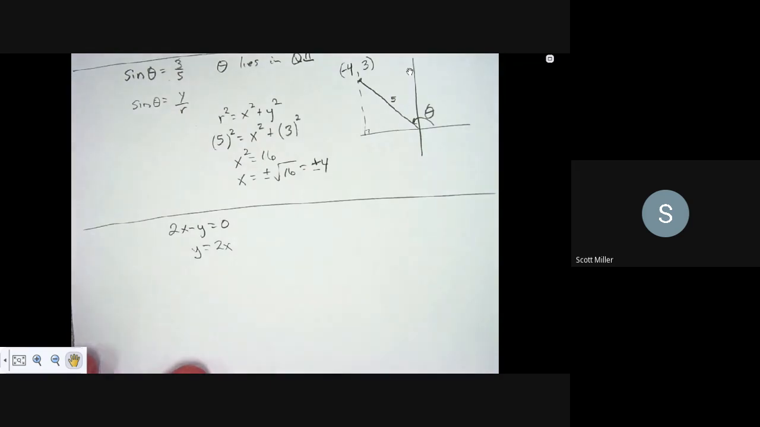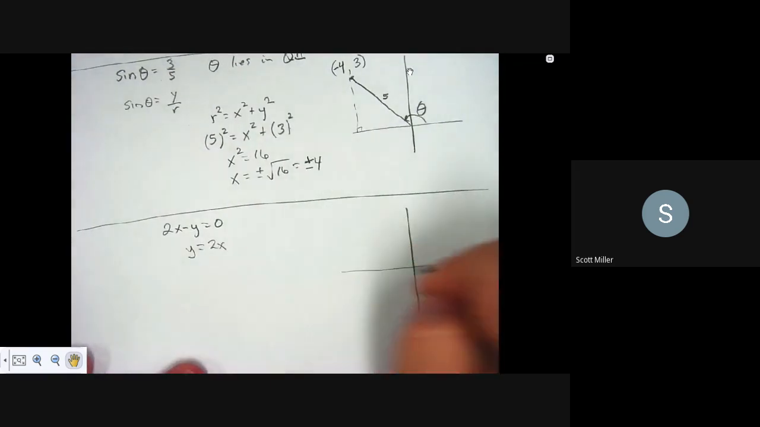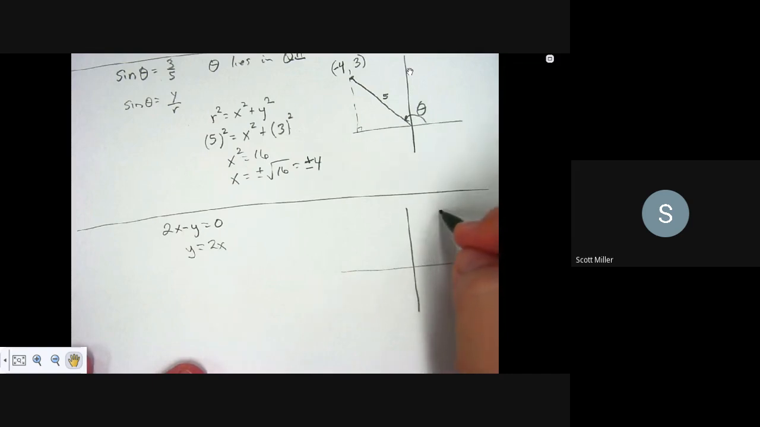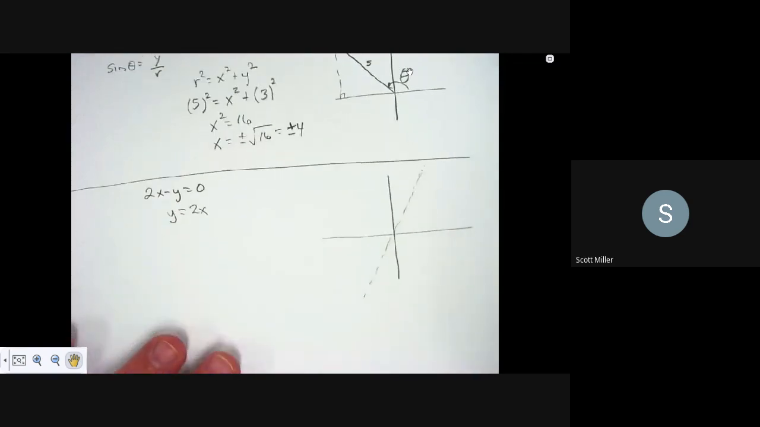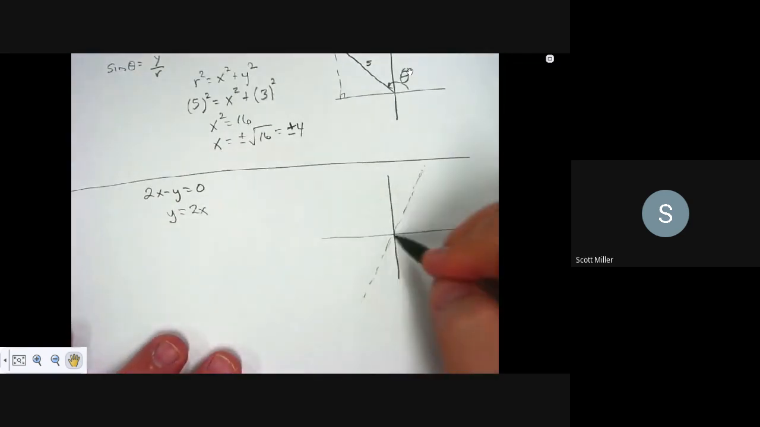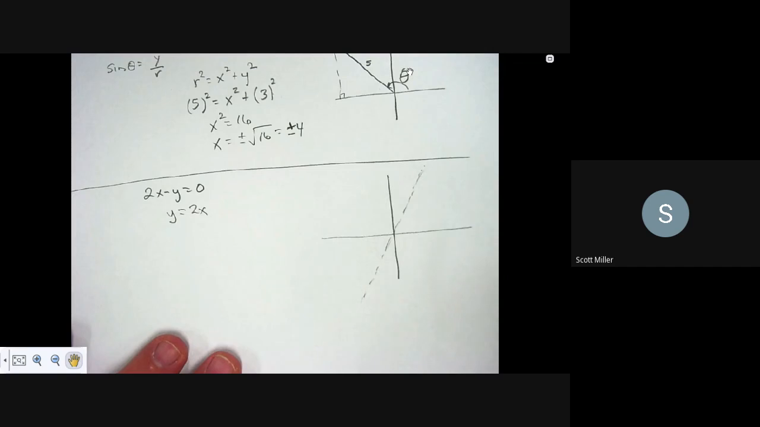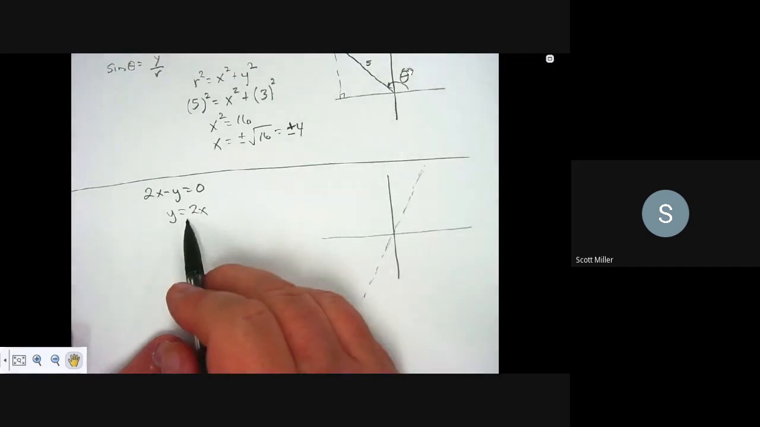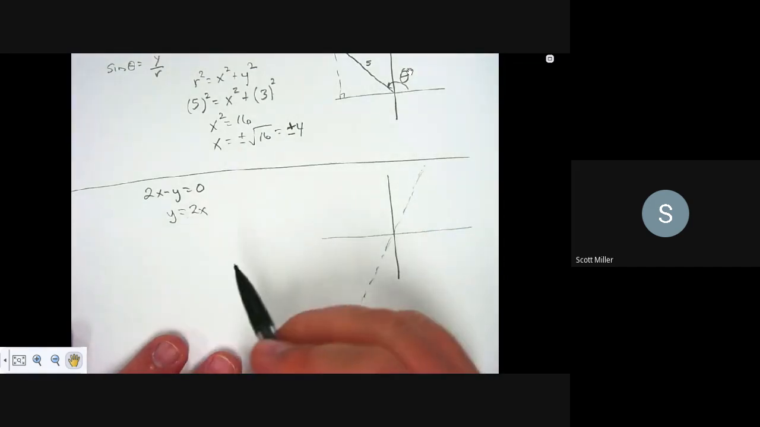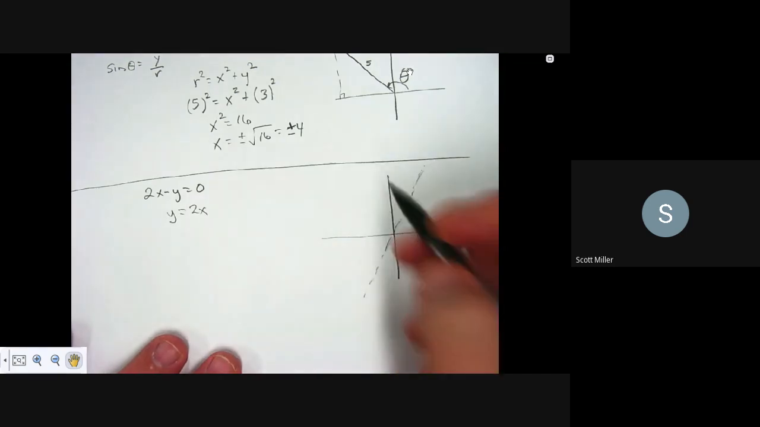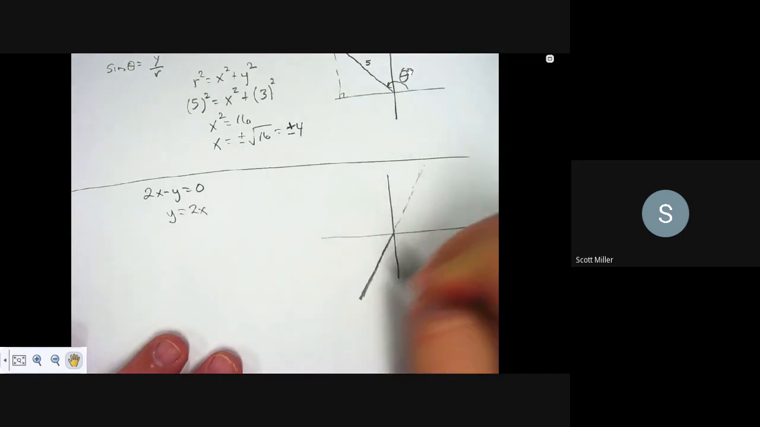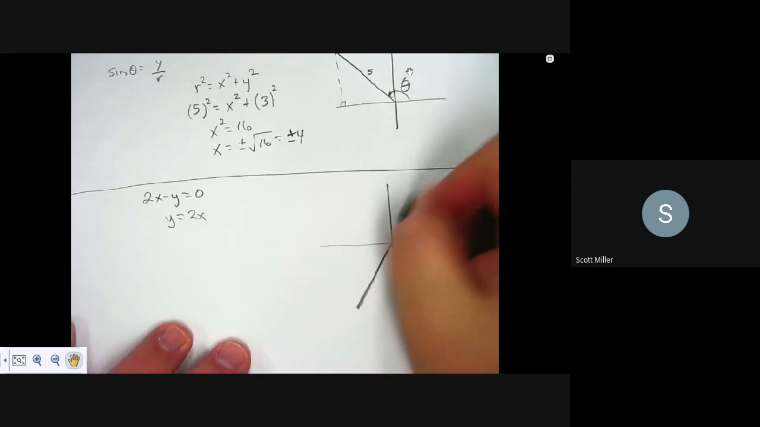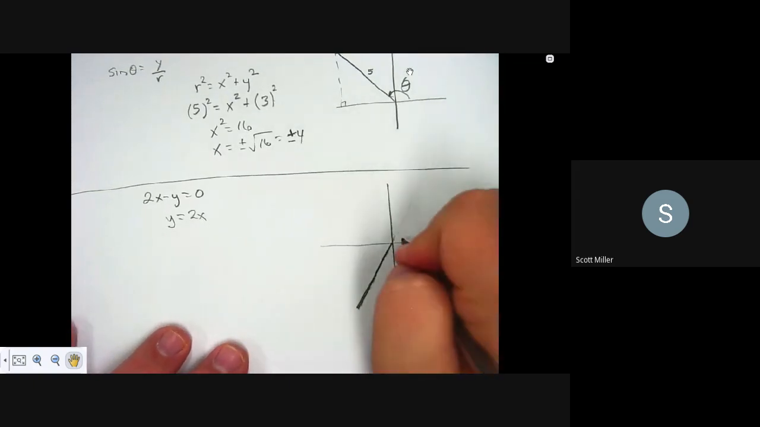Okay? And this is a line that you can graph. Let's do it as a dotted line for right now. That's y equals 2x. It goes through the origin with a slope of 2, rise up over 2, right? Okay, so this is the dotted line of that. But it said only in quadrant 3, so it's like a restricted domain. So I only want this part right here. This is the terminal side of my angle. I don't need that part of it.